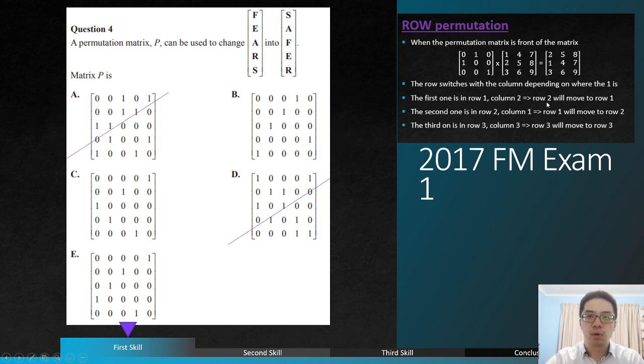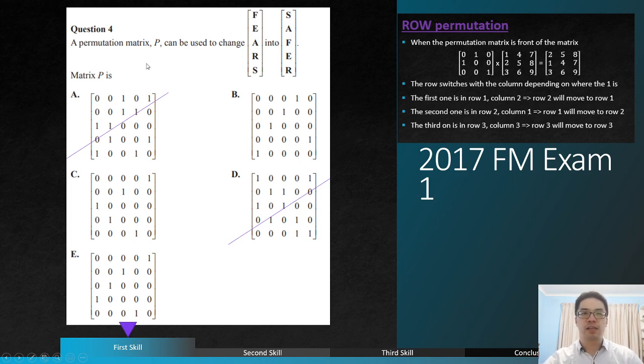So that means row 1 has moved to row 3, which means the first one will be in 3, 1. So you're looking at row 3, column 1. There should be a 1 in row 3, column 1, which is this one here. So the answer must be C.